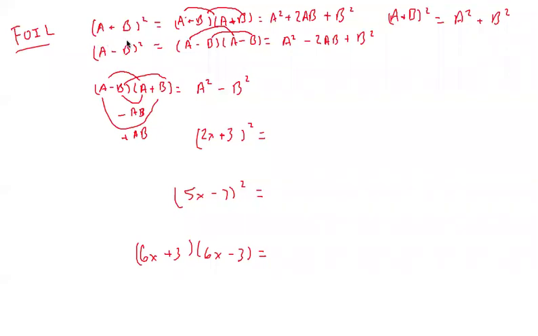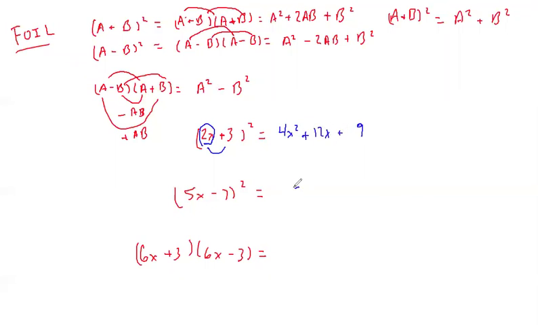If I don't use the FOIL method and I simply use this formula here, I can see that (a plus b) quantity squared is a squared and b squared on the end. So there I'm counting this as a. So (2x) squared is 4x squared. And on the end, 3 squared is 9. And then 2x times 3 doubled. Well, 2x times 3 is 6x, and then double that, and I get 12x.